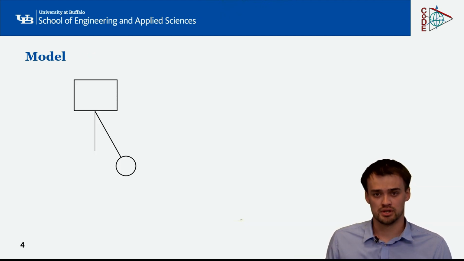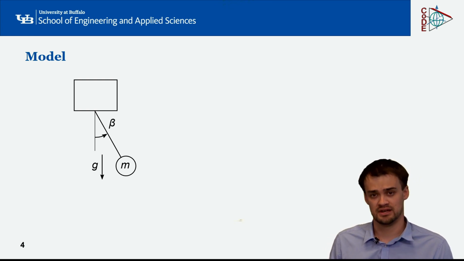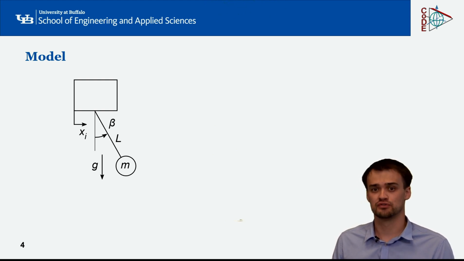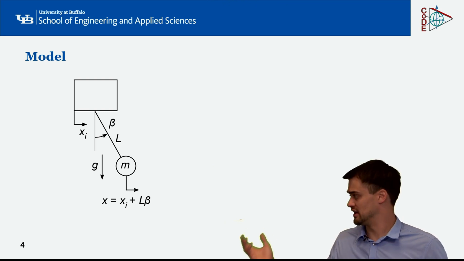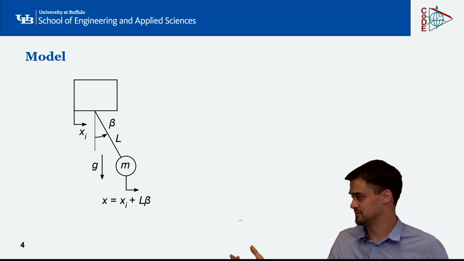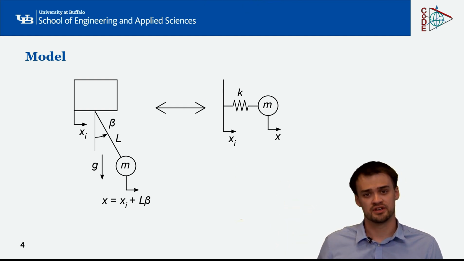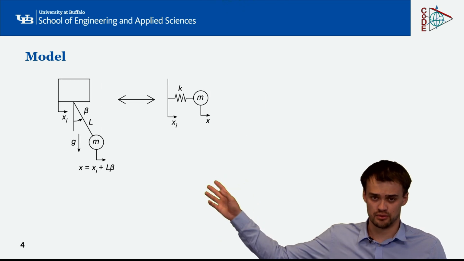Suppose we have an undamped model of a pendulum, like such, where g is the Earth's gravity, beta is the angle of displacement, m is the mass of the pendulum, l is the rope length, and xi is the displacement of the trolley. Therefore, the displacement of the mass can be written like such for a small angle displacement. Here, a spring-mass system can function as a surrogate model, where k is the spring stiffness. Let's keep this model aside for now.